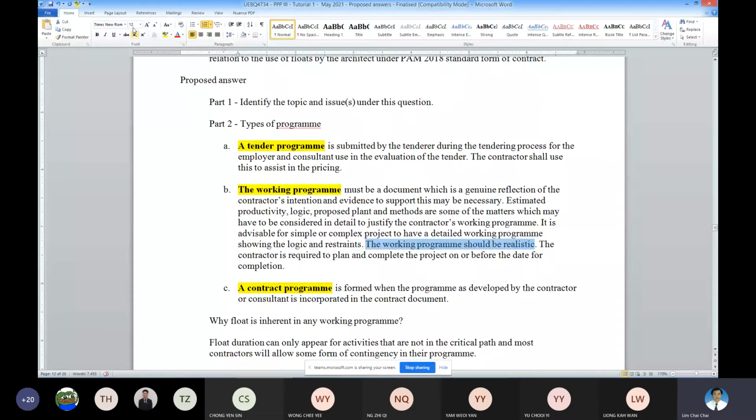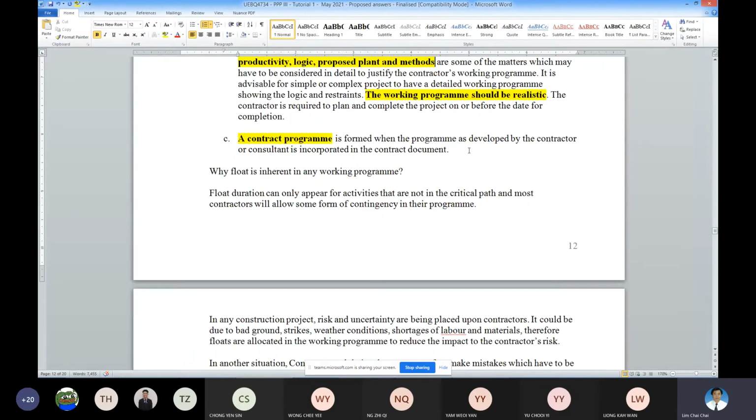Okay, it's used for planning to show the methods and so on. So these are the purposes of your working program. A contract program is not adopted in most contracts nowadays. Why? Because it's very problematic. Okay, if a program becomes a contract program, you have a lot of problems. The problems under the contract program I discussed under the so-called lectures already. Okay, so it gives you a lot of problems. So that's why you try to avoid a program becoming a contract program.